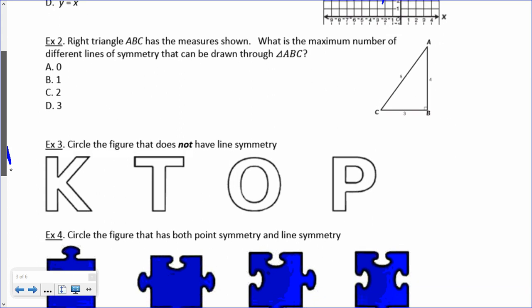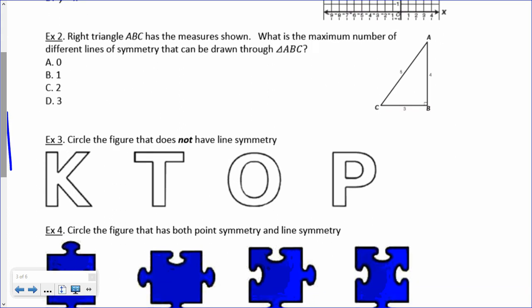Alright. I have a right triangle with the side measures of 3, 4, 5. What is the maximum number of lines of symmetry? How many lines of symmetry can I draw? One? Where? From the point up to the opposite side? Like this? You're saying I could cut this in half? Would I be able to fold it? This one's 4, that's 3. Can you draw a line to cut that triangle in half? No.